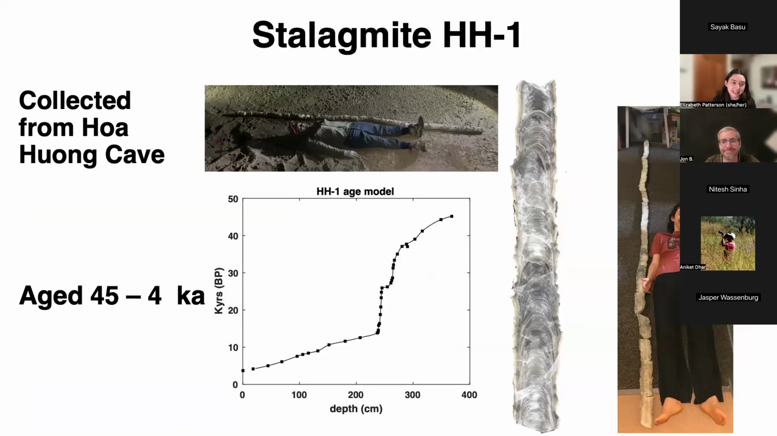So back to the science. Stalagmite HH1, HH standing for Hua Hung Cave, was dated to have grown from about 45,000 years ago to 4,000 years ago. So it covers a good chunk of the LGM, the deglaciation, and the Holocene. That's a good time period to see how the autumn monsoon has changed over these large climate forcings.